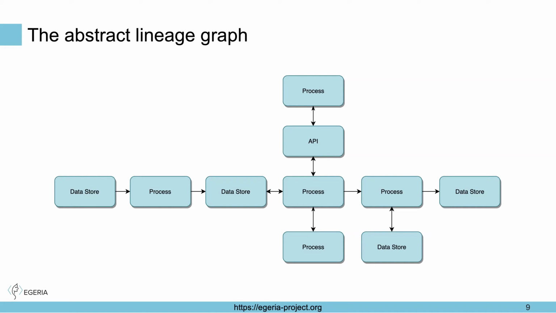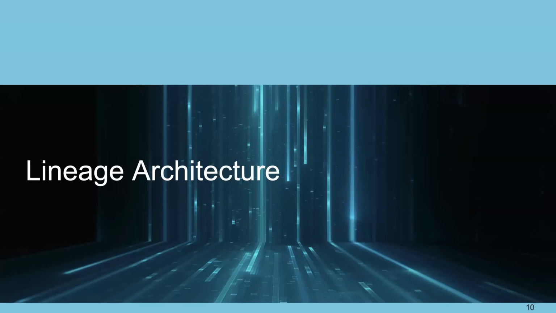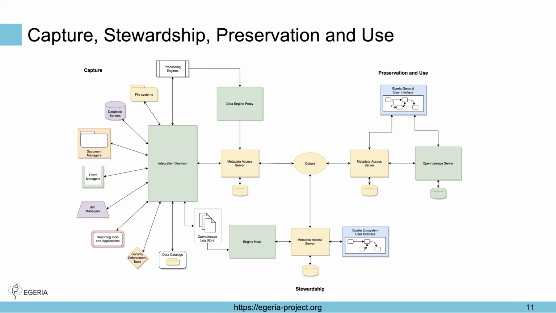So how does this lineage graph get created, and how does it form? I'm going to next cover the lineage architecture. This picture is an overview of how Egeria manages lineage, and there are three parts to it. If you start in the center of the diagram, and you see the yellow circle with cohort, coming out from there are three metadata servers, and each of them is covering a different phase of this process.